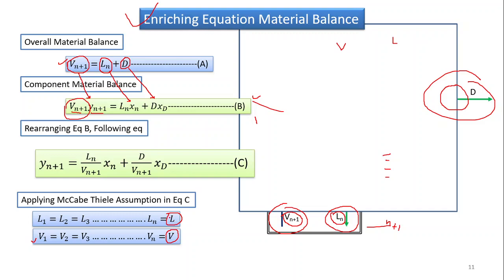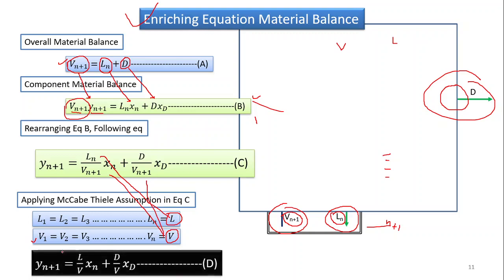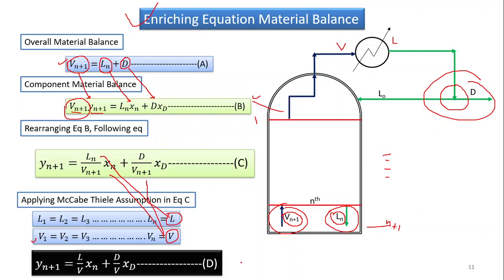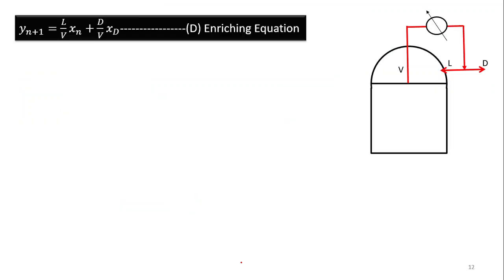So we can apply this L and this V in the equation. What happens if you apply these? Yn+1 becomes L upon V Xn plus D upon V XD. Finally, this is the enriching equation. This is the first form of the enriching equation, but this form is not useful for us. We have to rearrange it and define the second form of the enriching equation that can be used for the calculation. So till now we have developed this equation, and we have seen how it comes about.